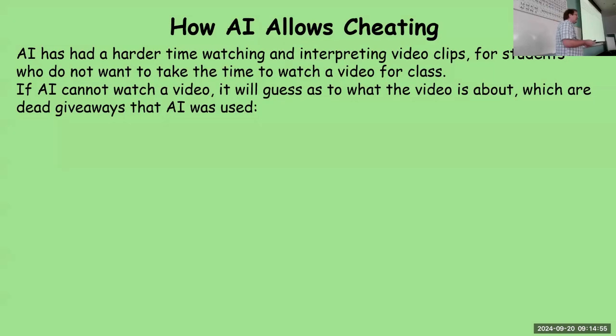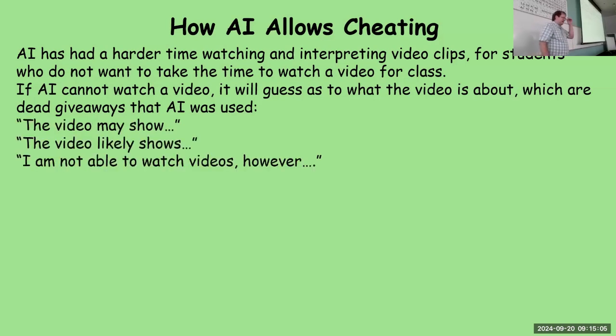And if the student's not careful, there will be dead giveaways in their answer that show that AI was used. And this is, I think, part of why I knew that a lot more students are using this than I thought. Their answer will have something like, "the video may show," or "the video likely shows," or one student actually wrote this and they didn't even catch it: "I'm not able to watch videos, however," and then they wrote something.